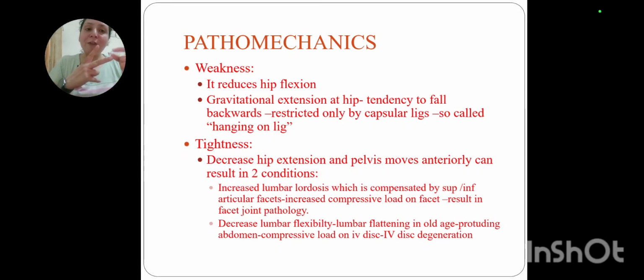If it goes into flattening, then if the abdominals are good, they will take the load, and IV disc degeneration will take place. That is, there will be compression of the IV disc, that is PIVD. Fine. If it is flattening, the abdominal muscle will take load and there will be chances of developing PIVD. So you can understand the change in the pathomechanics, the role of psoas major muscle.